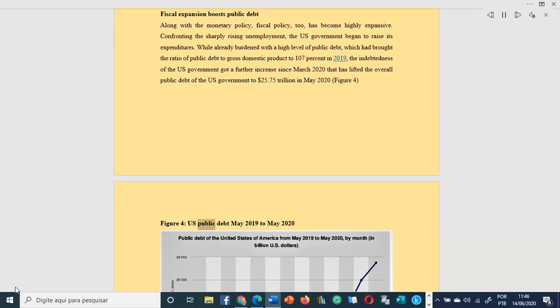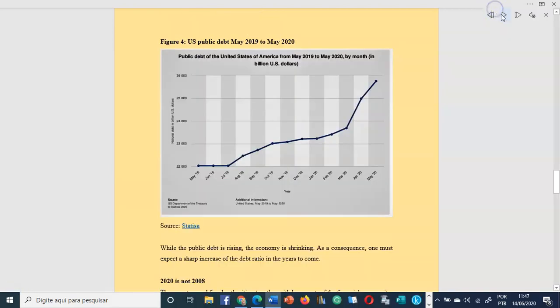Figure 4, U.S. public debt May 2019 to May 2020. Source, Statista. While the public debt is rising, the economy is shrinking. As a consequence, one must expect a sharp increase of the debt ratio in the years to come.